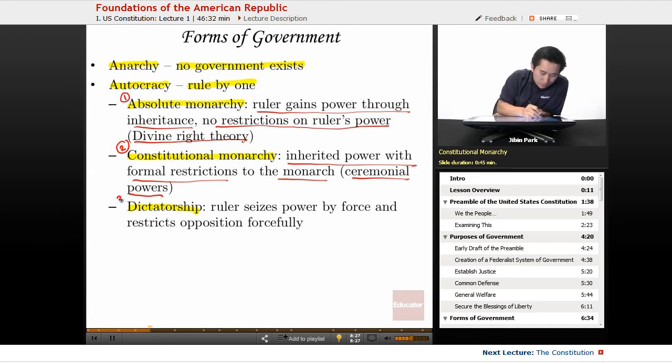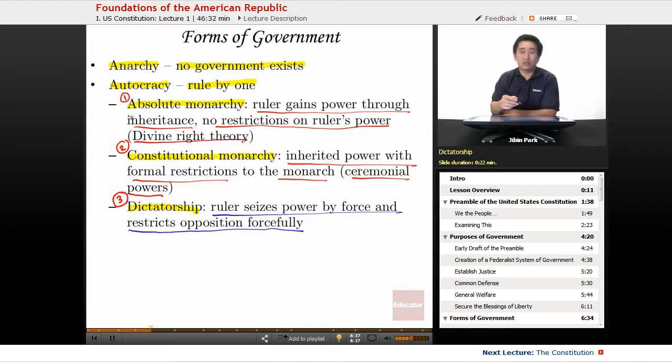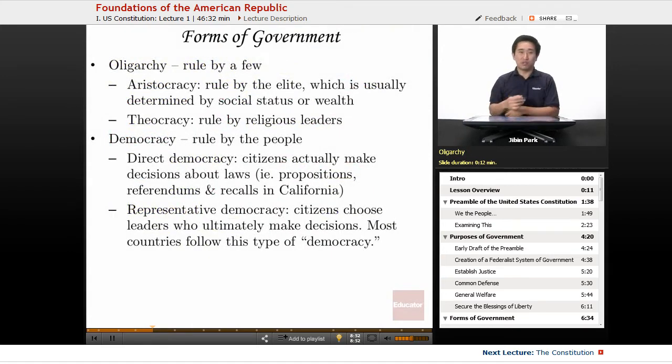Or finally, you have dictatorship as a type of autocracy. This is where the ruler basically seizes power by force and forcefully restricts opposition. I guess it's very similar to an absolute monarchy, except the dictator doesn't call himself or herself a king. He just rules by force. So those are the different types of autocratic governments. Obviously, in the United States, we don't have a traditionally autocratic government.